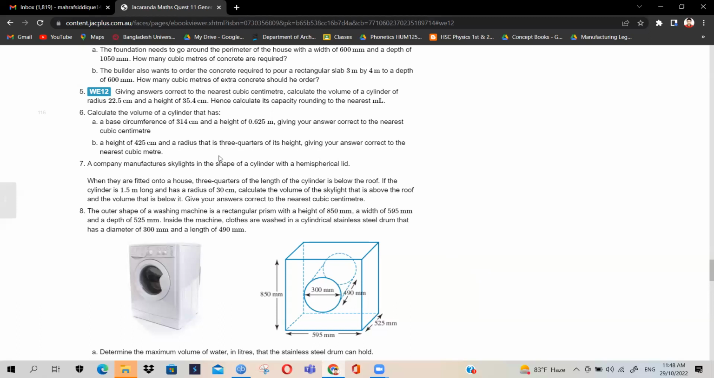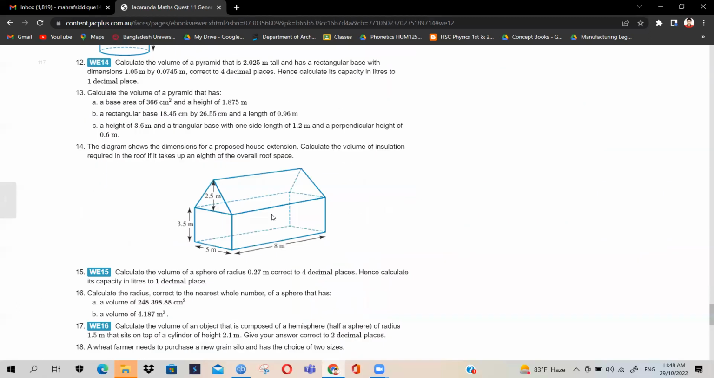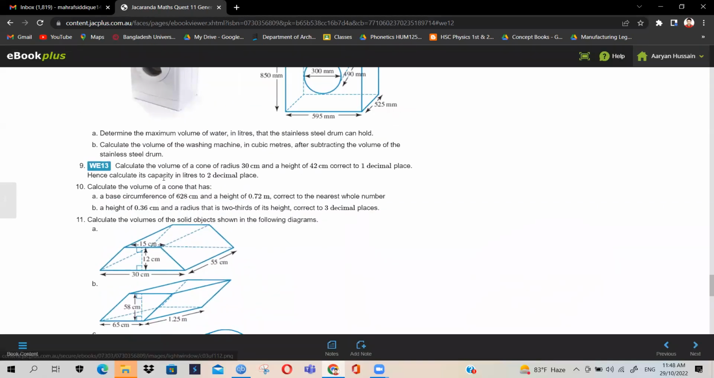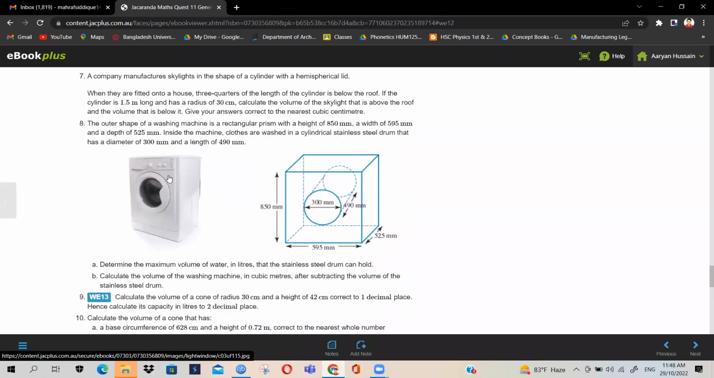Where were we? Let's at least complete till question 10. The outer shape of a washing machine is a rectangular prism with a height of 850 millimeters, a width of 595 millimeters, and a depth of 525 millimeters. Inside the machine, clothes are washed in a cylindrical stainless steel drum that has a diameter of 300 millimeters. Now we determine the maximum volume of water in liters that the stainless steel drum can hold.